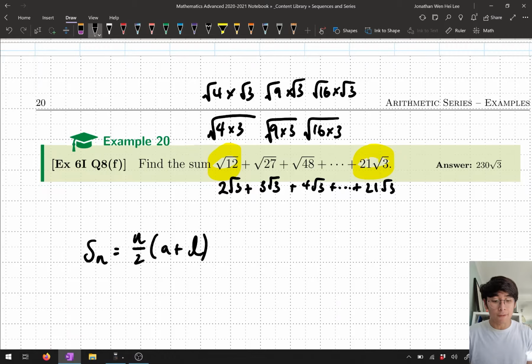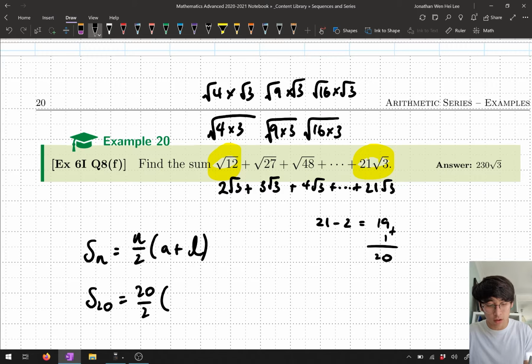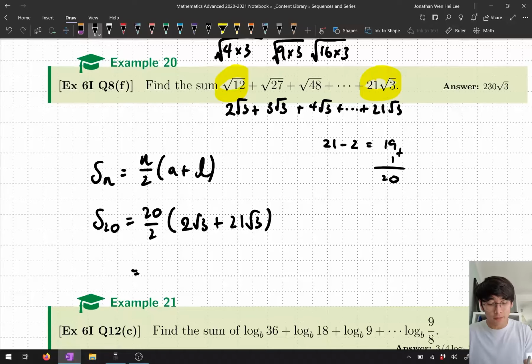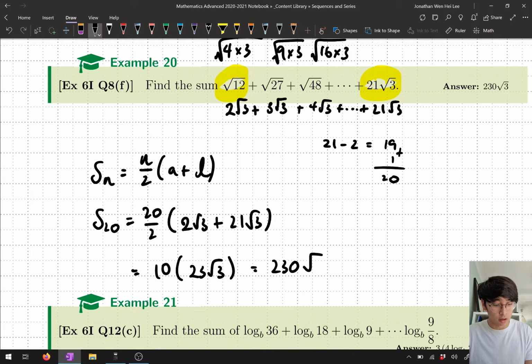Now, if you have a look, we start from the second term and we go all the way up to the 21st term. Similar to my first example, each time we're going up, we're just adding an extra square root 3. So the number of terms is going to be 21 minus 2, which is 19, and I'm going to add 1 to it, so that's 20 terms in this sequence. So S20 is equal to 20 over 2 times (2 root 3 plus 21 root 3). And so that will give me 10 times 23 root 3, which is 230 root 3. Okay, so that's how we can answer this question.